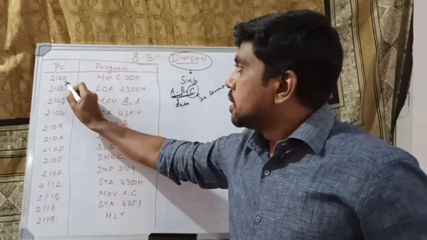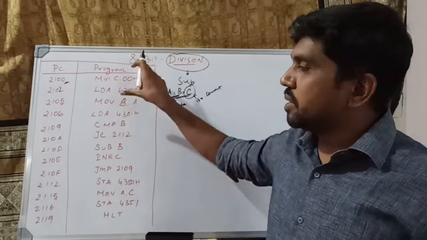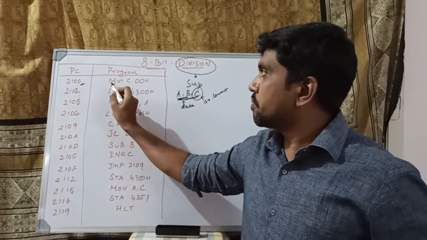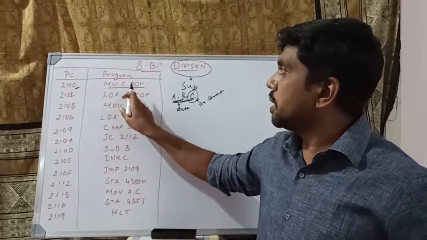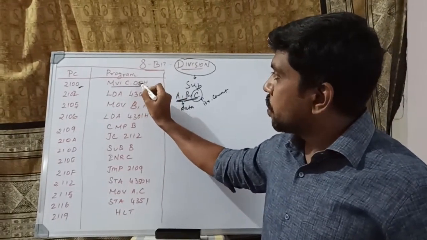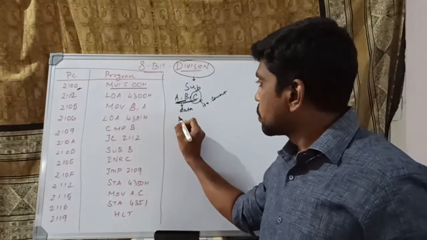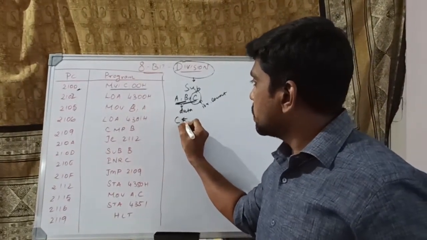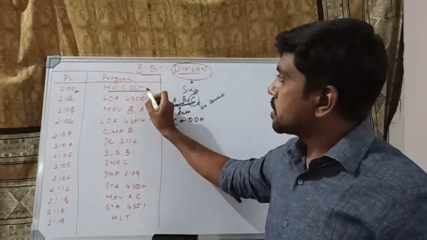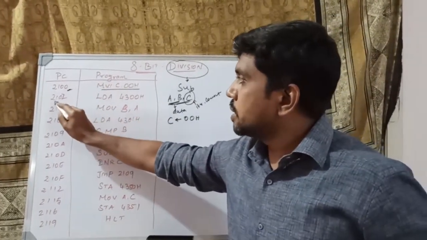The first column is the program counter and the next column is the program. You can write the program in this column. The origin of the program is 2100. You get the instruction MVI C, 00H. In this instruction, whatever value is present in the immediate is transferred to the C register. After execution of this instruction, the C register value is 00H. It's a 2-byte instruction, so you increment the program counter value by 2. Now you get 2102.